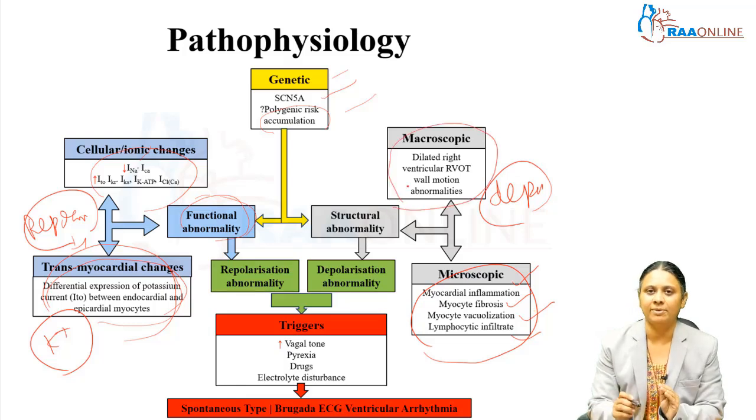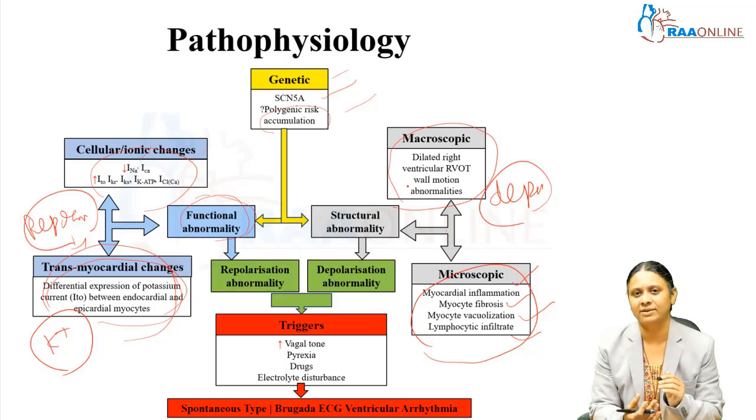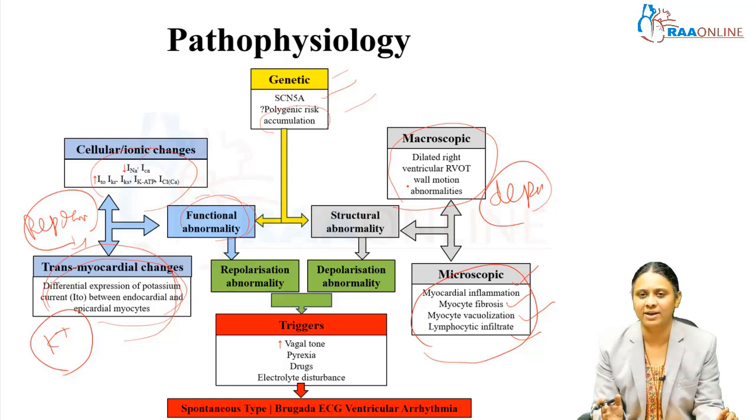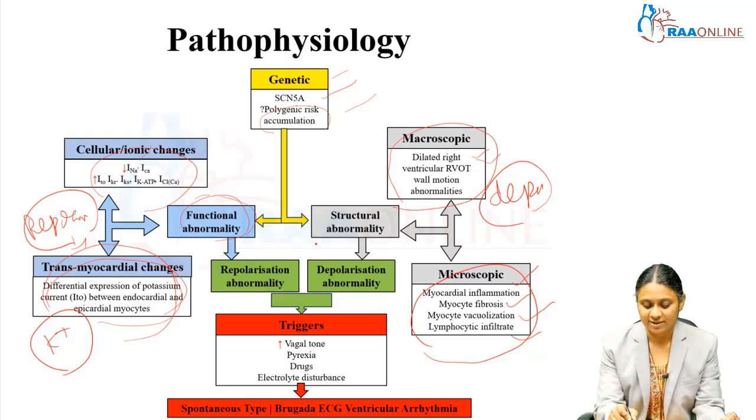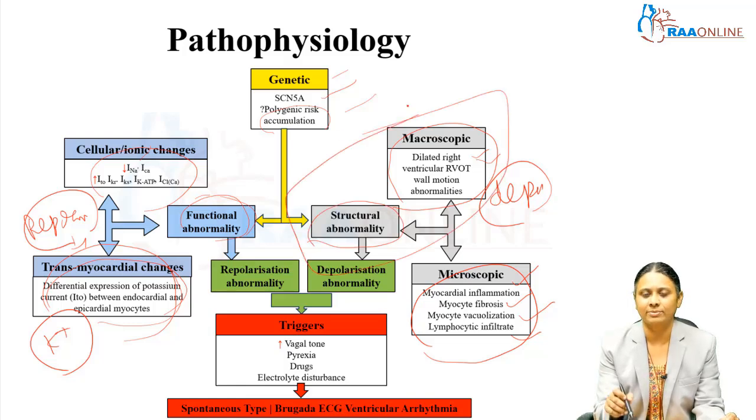Macroscopically, we may be able to identify it with MRI if we are able to screen more patients with a type 1, or even type 2 and 3, ECG pattern, which we are not usually getting to screen. So, there may be an RVOT wall motion abnormality and a dilated RV outflow tract, similar to that seen in arrhythmogenic RV cardiomyopathy. This structural abnormality is very rarely seen in Brugada syndrome because it is an arrhythmogenic disorder with a structurally normal heart.